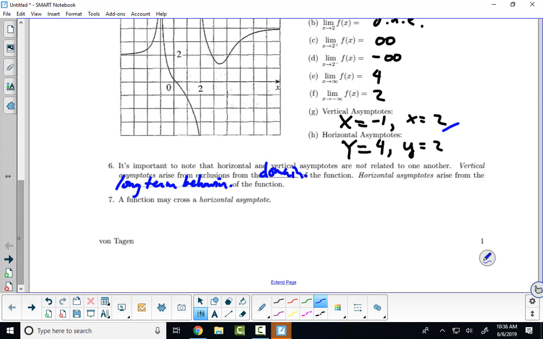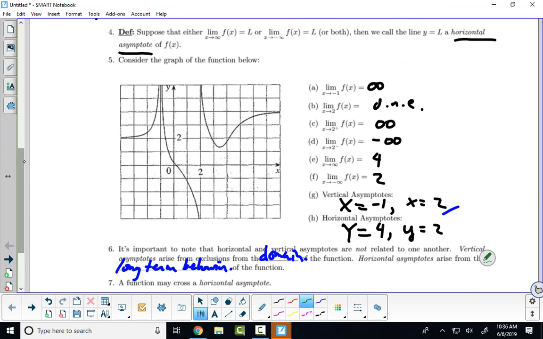Does this graph cross the horizontal asymptote at y equals 4? Yes. Here's the horizontal asymptote at y equals 4. Does it ever cross it? Sure, it crosses it here, it crosses it. Is that a problem? No. All we're saying is that as we go further and further to the right, the y values are getting closer and closer to 4. That's all we're saying.